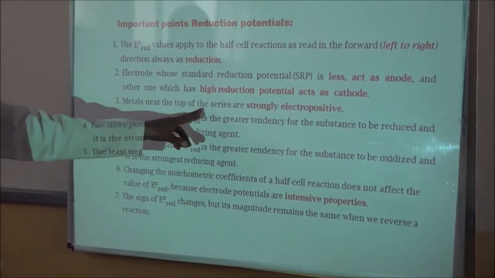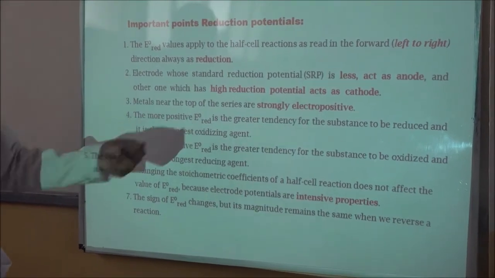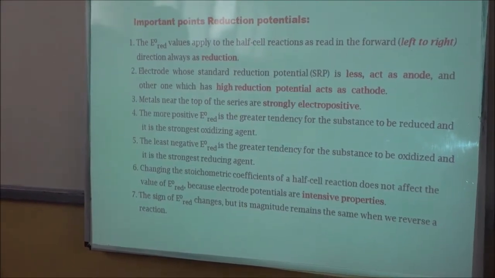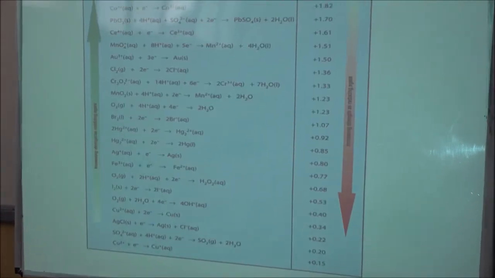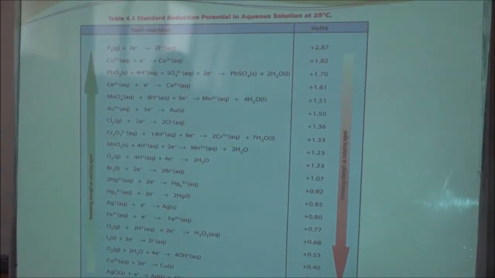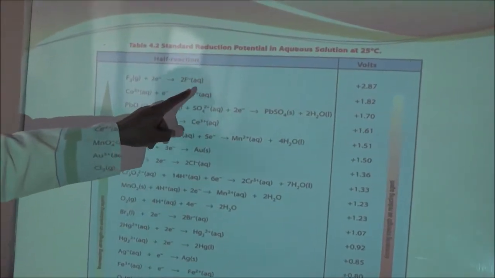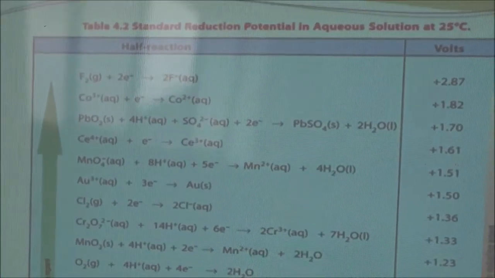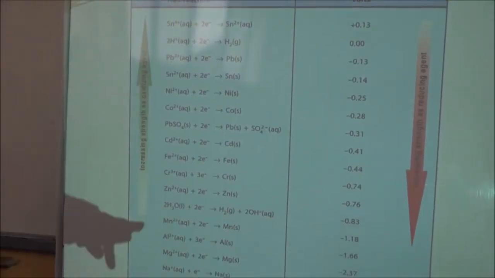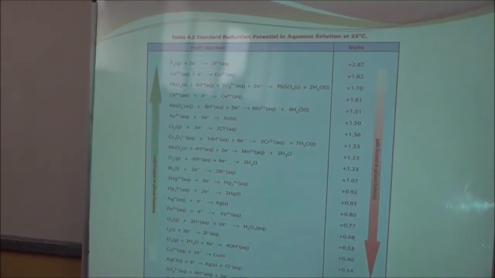The other one is the more positive reduction potential. The metals near the top of the series are strongly electropositive. What does it mean? The more positive the reduction potential, the greater the tendency to be reduced. For example, take this table. F2, by gaining 2 electrons, changes into F minus. The reduction value is 2.87. It is the highest of all; of all, the highest is for fluorine.